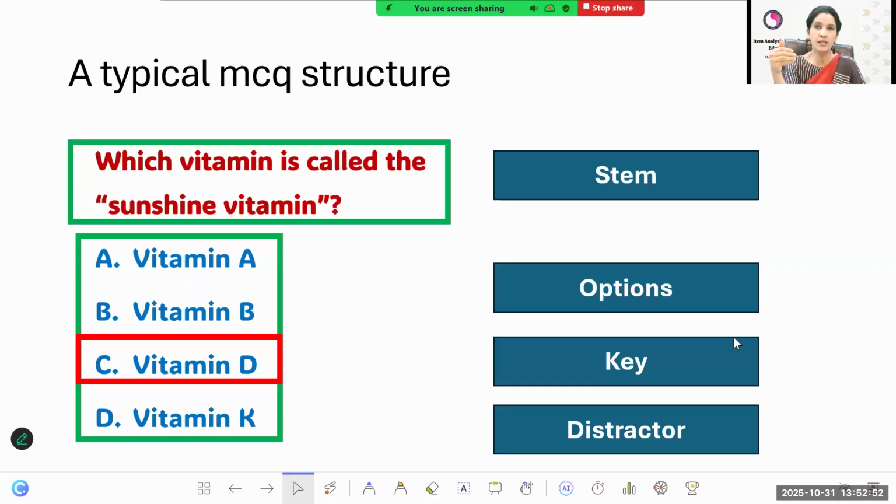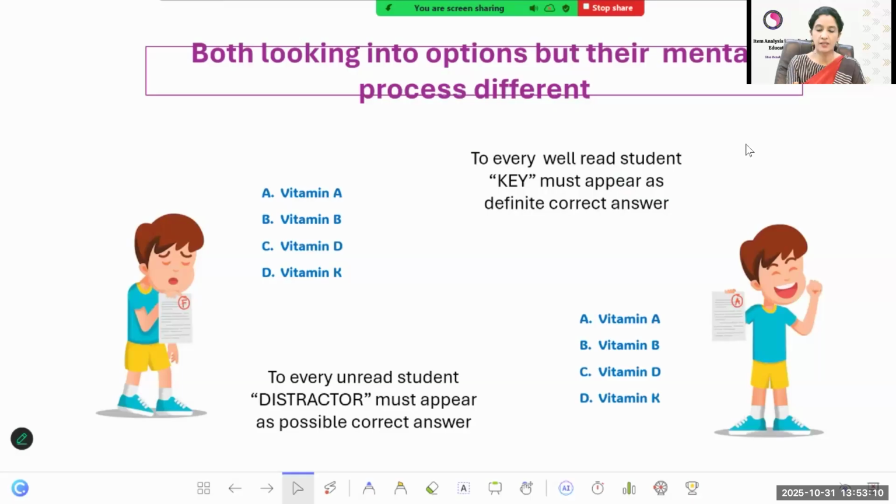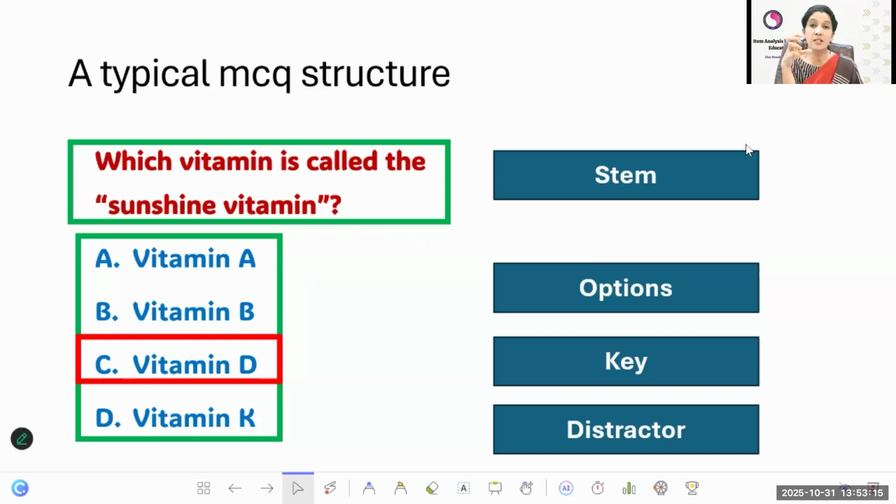The main question is known as the stem. The 4 response formats A, B, C, D are known as the options. The correct answer is known as the key. And the remaining 3 incorrect answers are the distractors. As the name suggests, distractor means it should distract. It is not the correct answer, but it should have the potential to distract you from the correct answer. We will quite often use these terms during the whole session: distractor, key and stem.